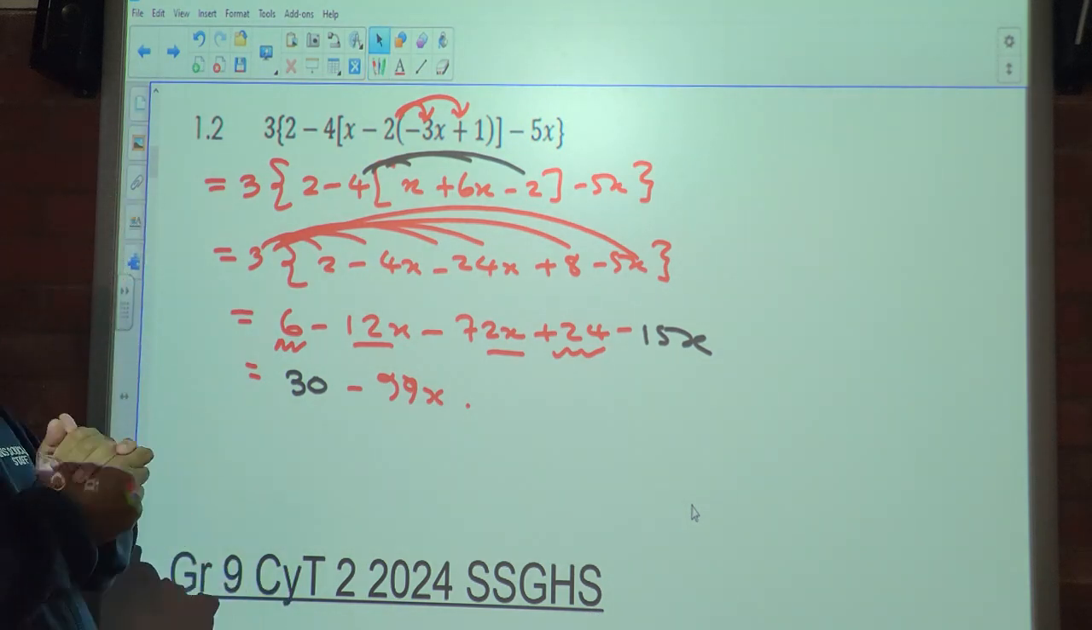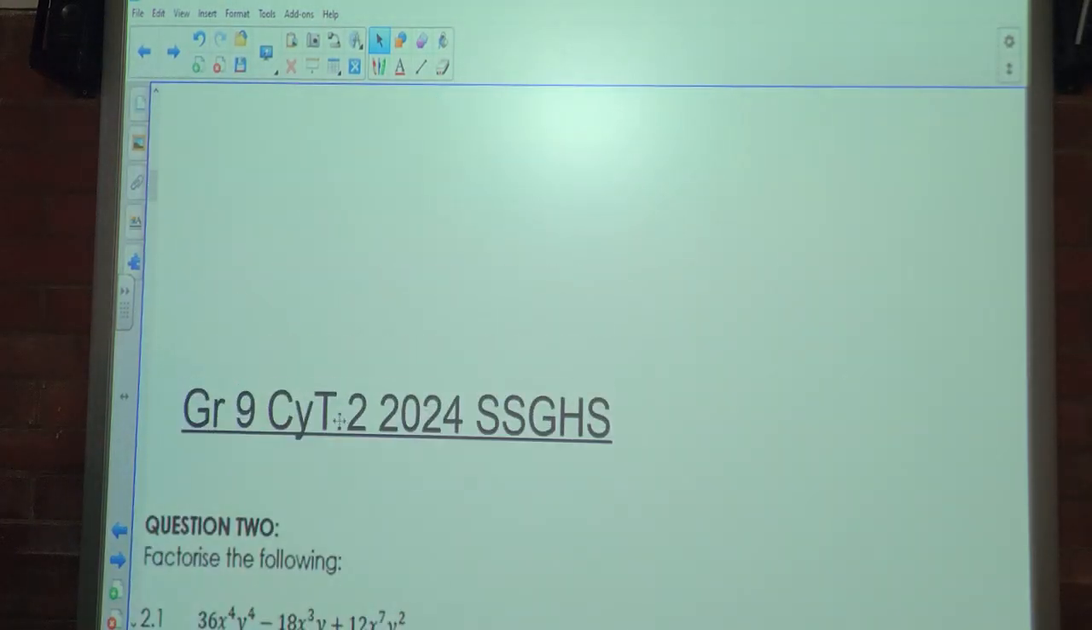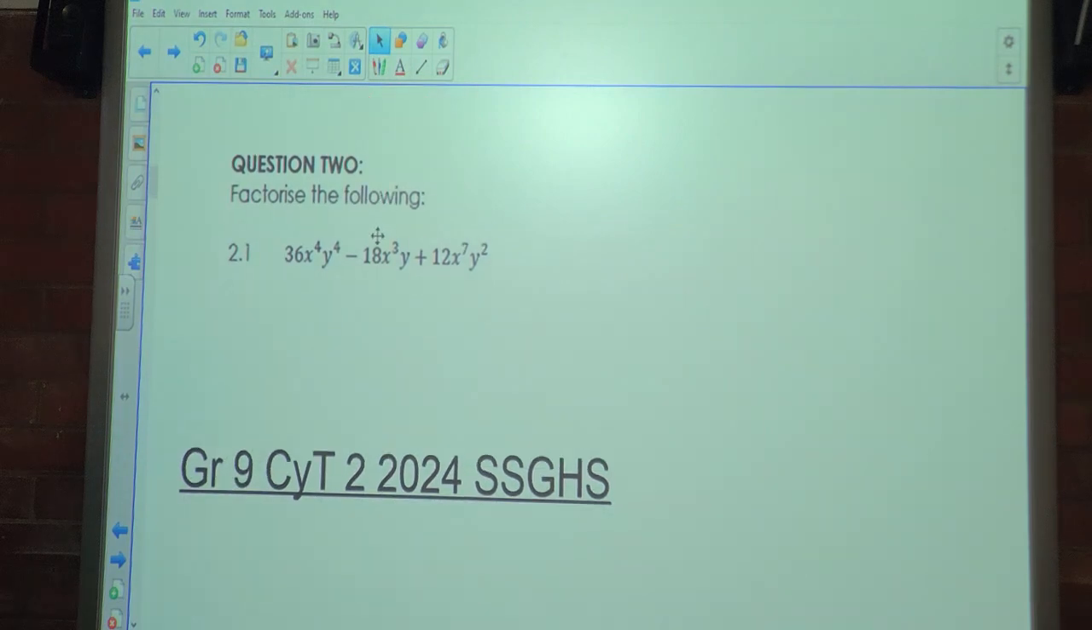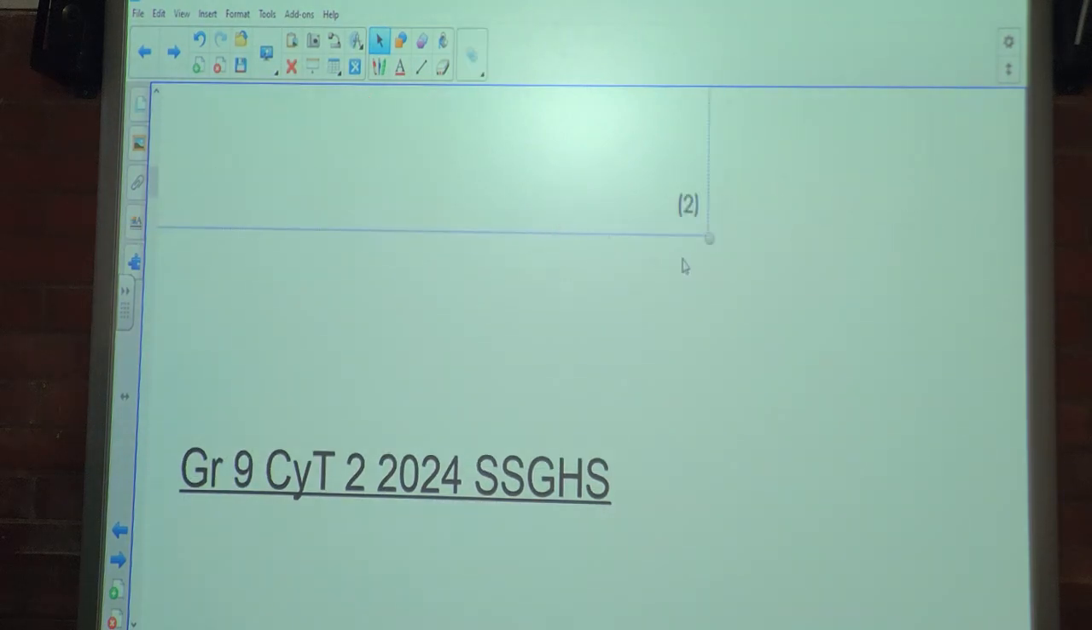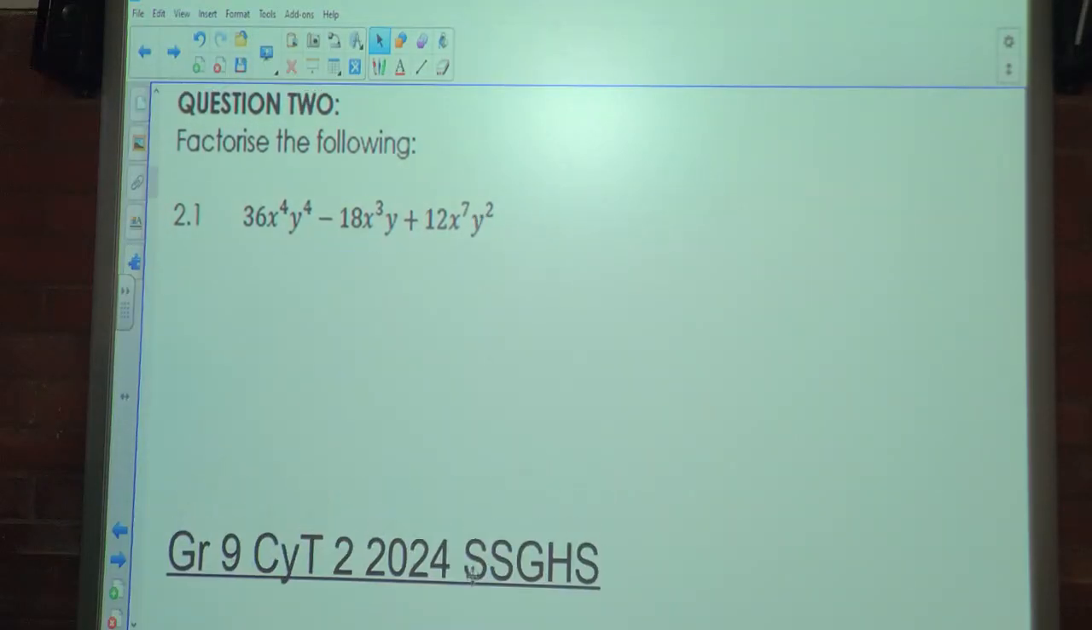Okay, any confusion here? On to the next one. Now we are factorizing. So you guys are doing factorization on question 1.